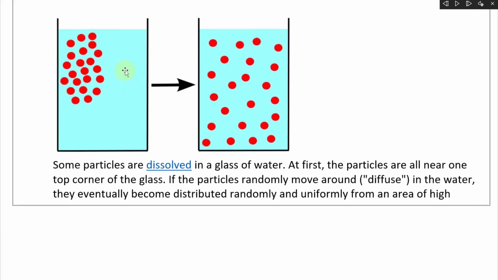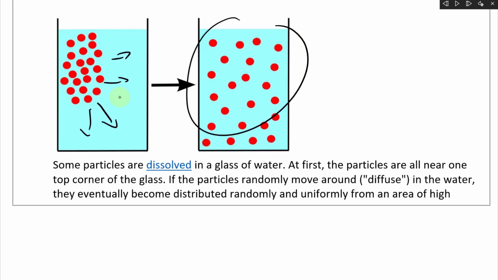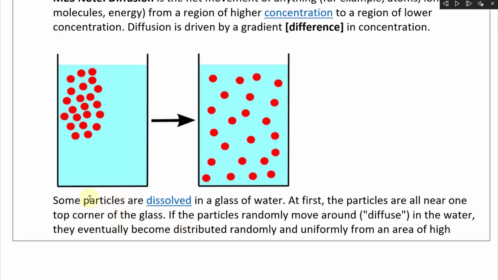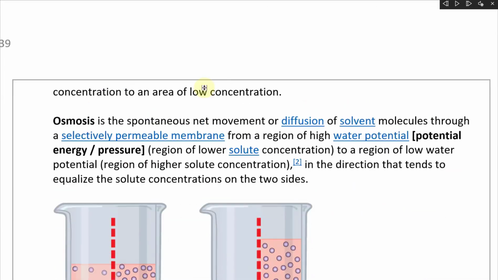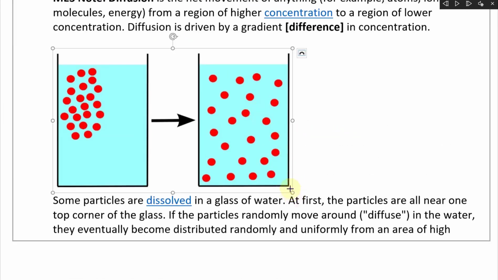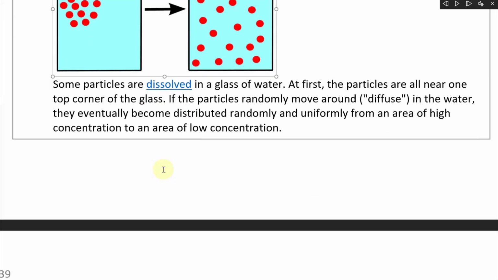So if you have a high concentration of a solute inside the solvent here, eventually it will just want to spread out. It will want to diffuse outward. Yeah, there's the diffusion over there. So basically, let's read this description. Some particles are dissolved in a glass of water. At first, the particles are all near one top corner of the glass. If the particles randomly move around or diffuse in the water, they eventually become distributed randomly and uniformly, from an area of high concentration to an area of low concentration. Let's make this a bit smaller. Very, very interesting. Let's continue further.